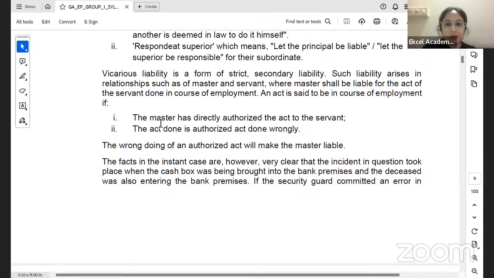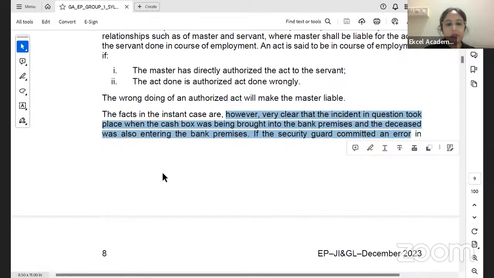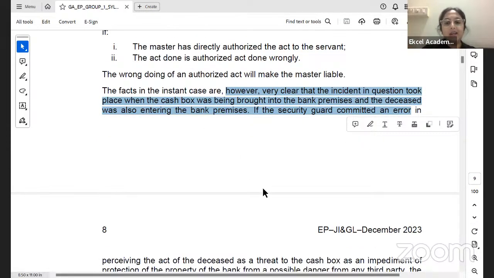But the second one is that the act done is authorized, but it is done wrongly. That means the bank has told him, please take care of the cash box when it comes inside. He has taken care, but in a wrong manner. In both situations, the employer is responsible for the action of the servant. So the bank is vicariously liable, and Mrs. Maria, the wife of the deceased, whatever she is claiming in the case she has filed, is 100% right. The facts in the instant case are very clear that the incident in question took place when the cash box was being carried into the bank premises and the deceased was also entering the bank premises.